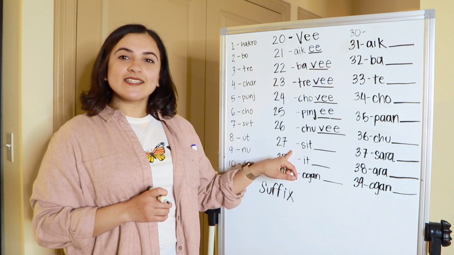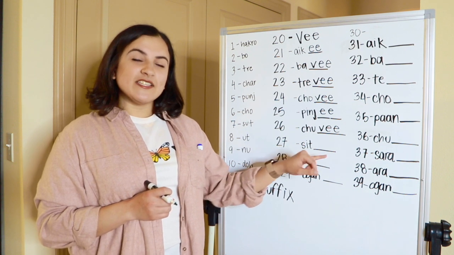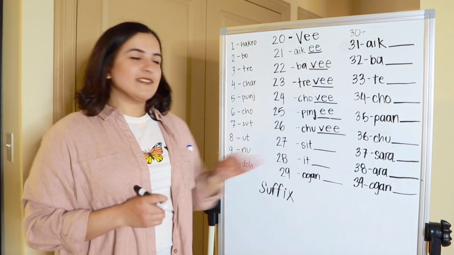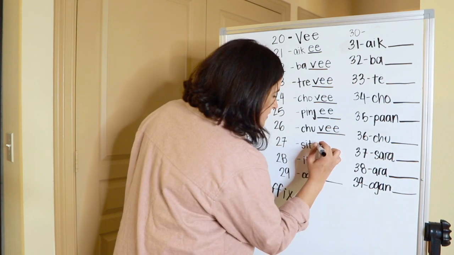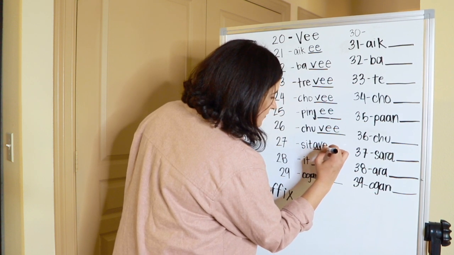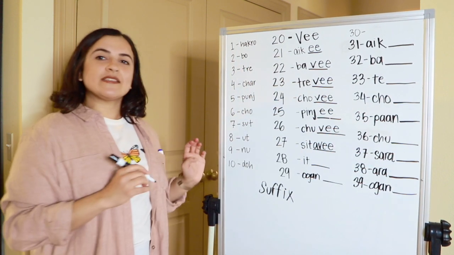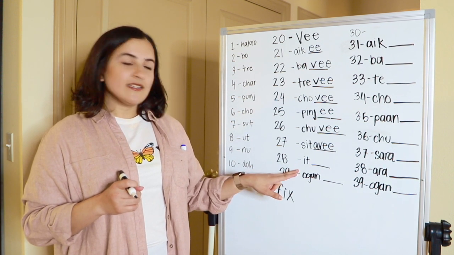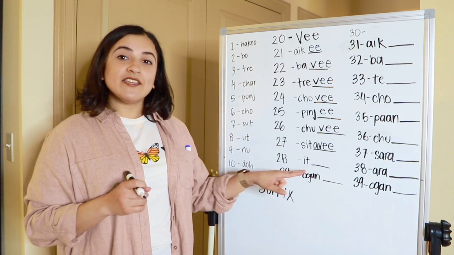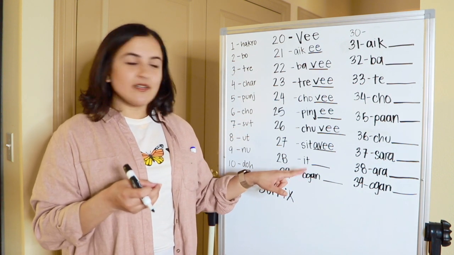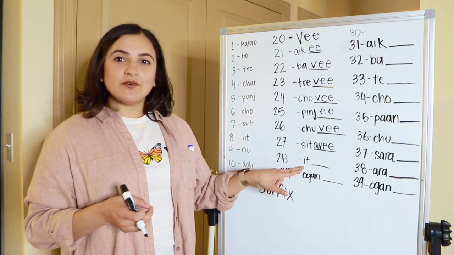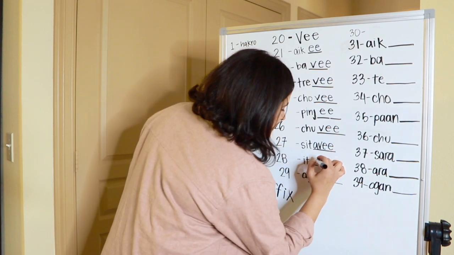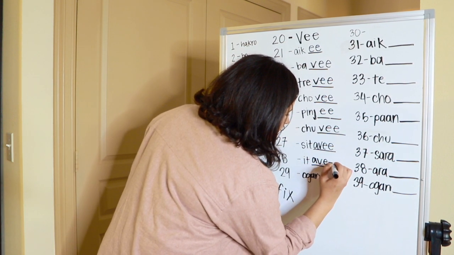27 you have sit, but instead of just adding the V, because sit V is kind of a weird word, it's sitavi. So we add another A in there, so it's easier to pronounce, it rolls off the tongue. Sitavi. 27. 28. Same thing. It is the root word for 8, but it together with V is a really weird sounding word, so we also turn it into it-avi. Ittavi. Okay.